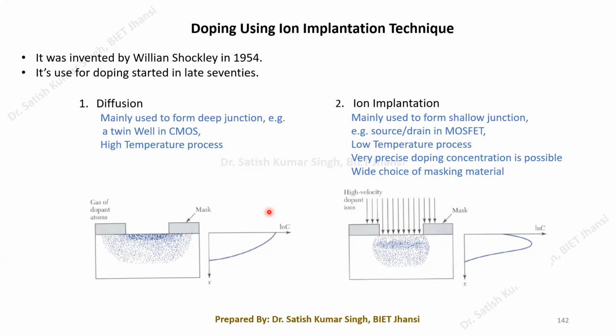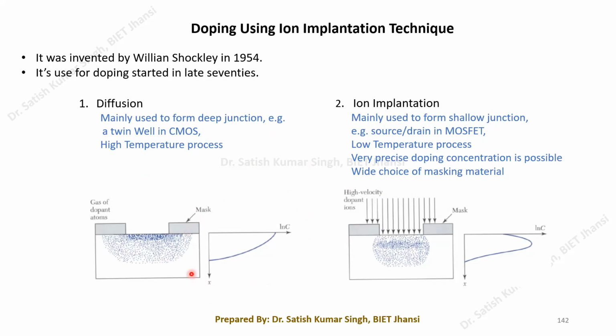So, as I said in my initial lectures, we can do the doping by either the diffusion process or the ion implantation technique. So, today we are going to discuss the ion implantation technique. Try to recall this particular figure that I explained while starting our diffusion technique, in which I said that in the case of diffusion, this type of doping profile can be obtained.